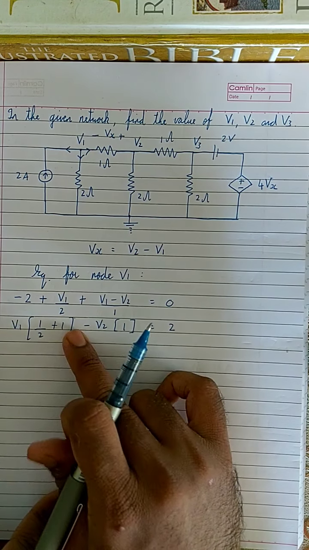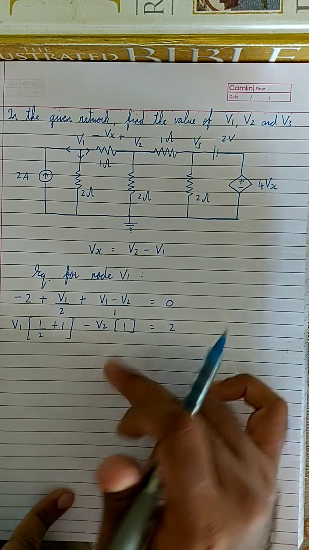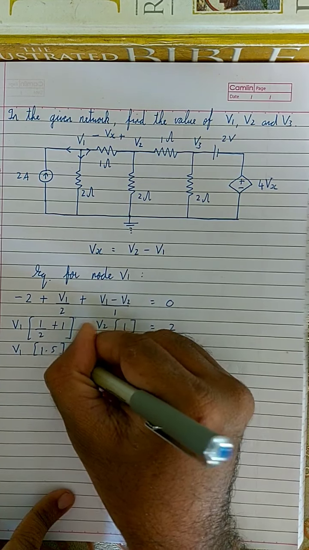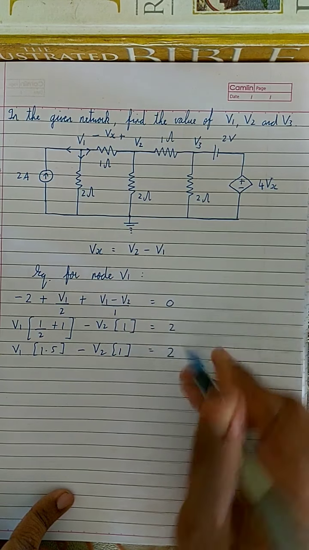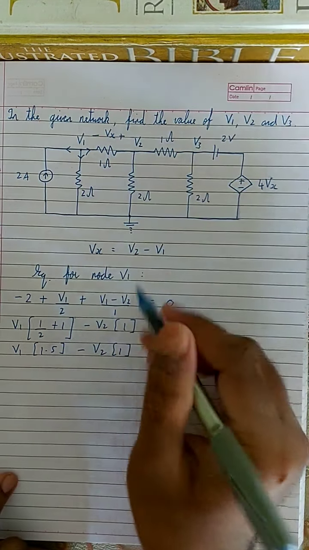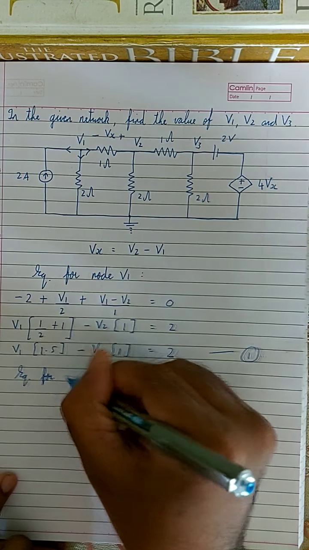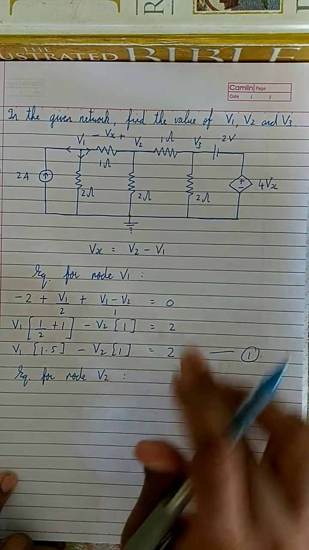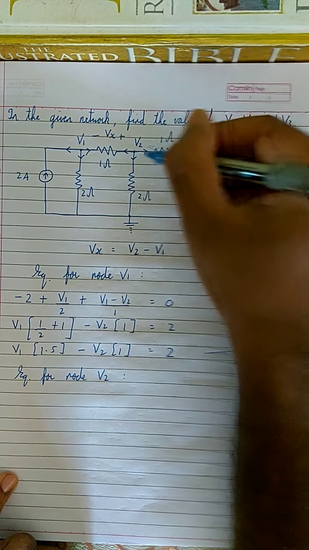What is 1 by 2 plus 1? That becomes 1 plus 2 by 2. 1 plus 2 is 3. So 3 by 2. 3 by 2 is 1.5, which means this is nothing but V1 into 1.5 minus V2 into 1 is equal to 2. Okay, this is equation 1, right? Next is the equation for node V2. Here V2 has 1, 2, 3 branches.